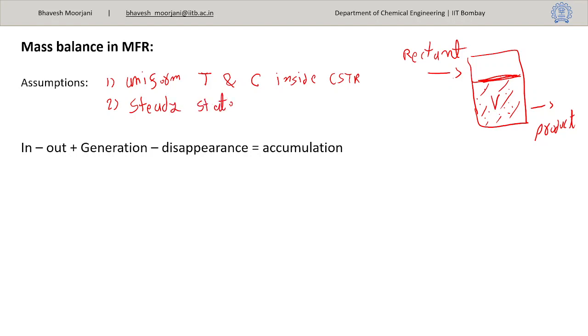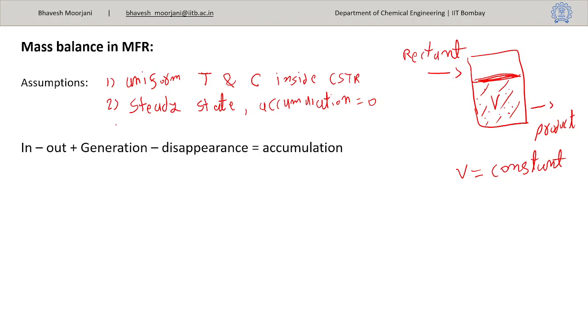In steady state, what happens? Accumulation will be zero. What do you mean by steady state? That input inflow rate and outflow rate will be the same. So the volume V in the reactor will be constant. V will be constant, it will not change. Thus in steady state there will be no accumulation, total inflow will be equal to total outflow.